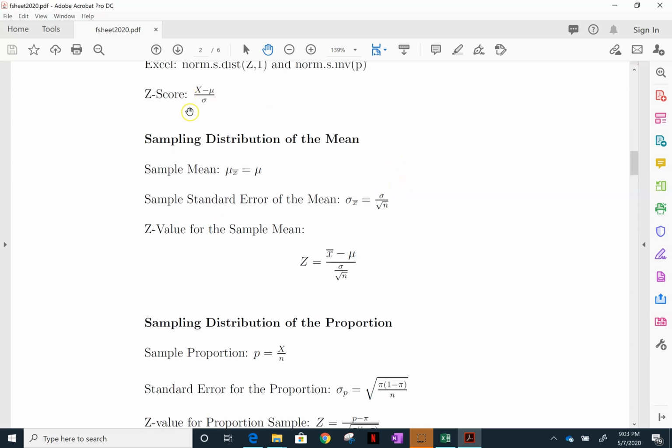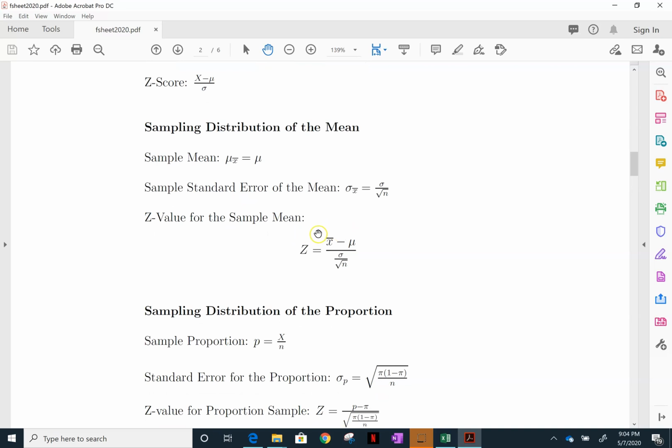Please recall, if you have one unit, one item, one person, one data value, you divide by sigma, the standard deviation. If you have a group, you divide by the standard error, and that's sigma over the square root of n. And so this is our Z transformation if you're dealing with a group.